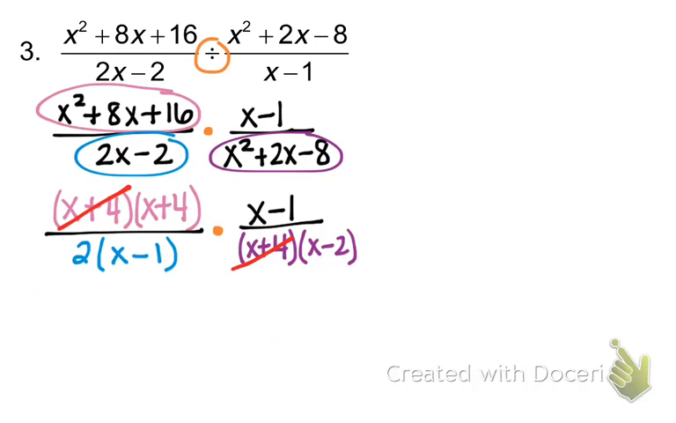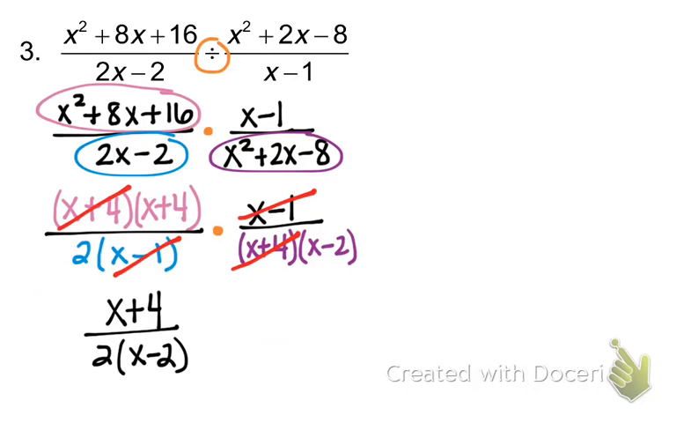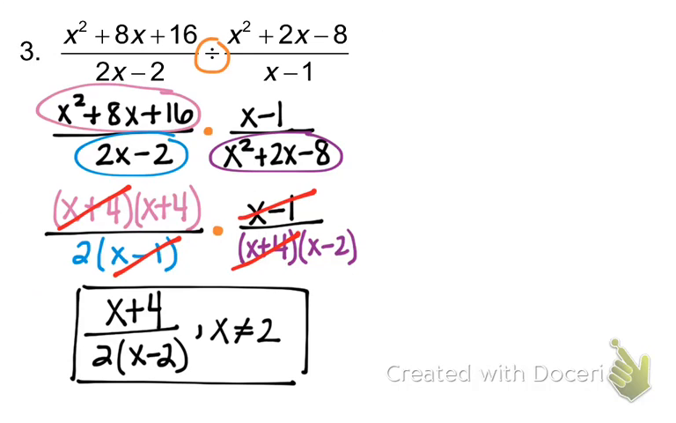So we can simplify these x plus 4s. We can also get rid of the x minus 1s. And so we're left with x plus 4 over 2 times x minus 2. So you write whatever is left over. Finally, we need to just figure out what could possibly make this denominator equal 0, and that would be if I plugged in positive 2 into this variable here. 2 minus 2 would make this equal 0. And that is our answer.